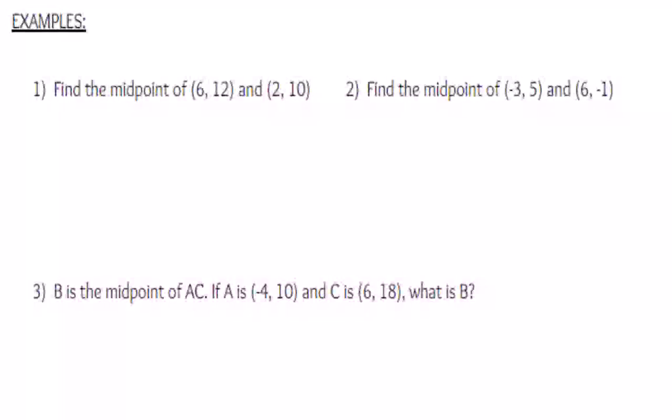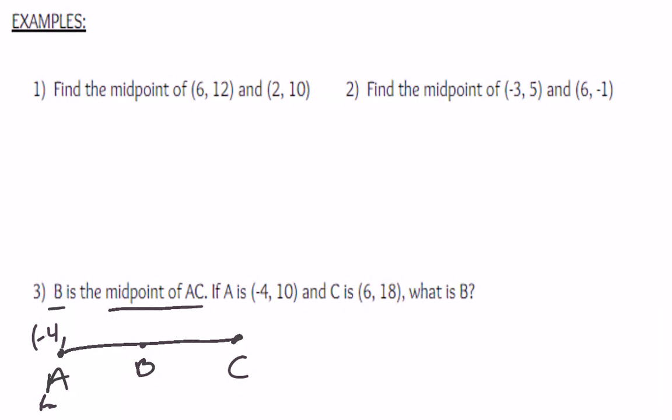So we've already done 1 and 2, and let's look at number 3. This one is worded kind of like when we did the segments the other day. B is the midpoint of AC. So the first thing I want to do is sketch a picture. B is my midpoint of AC. What's different than what we did on the segment day is that now they're giving me points versus before we were having expressions. So A is (-4, 10), and C is (6, 18).